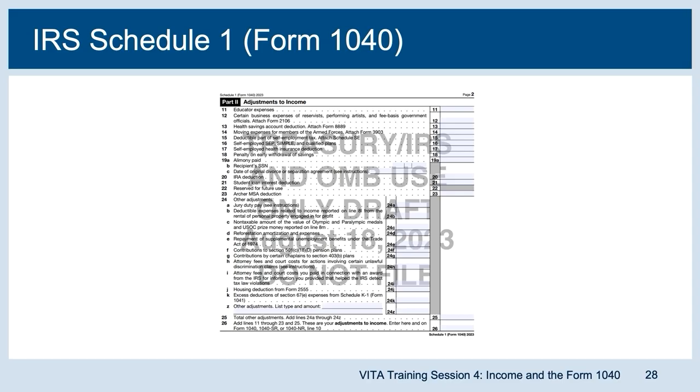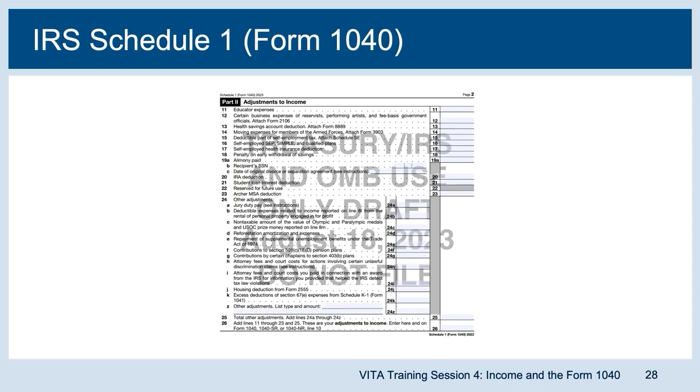Line 13 is the Health Savings Account, or HSA deduction. Line 14, moving expenses for members of the armed forces, requires military certification. Line 15 is a deductible part of the self-employment tax. Self-employed taxpayers are allowed a deduction for 50% of the self-employment tax reported on Schedule 2, Form 1040, other taxes. In Section 7, we will talk more in depth about self-employment tax.